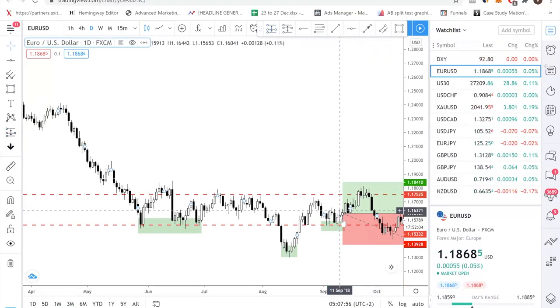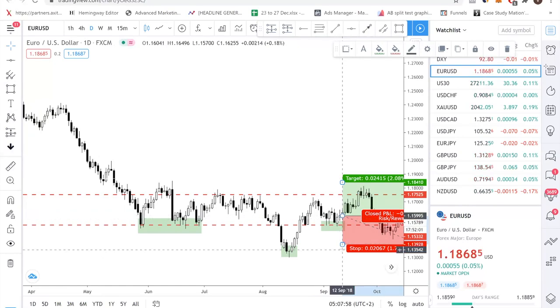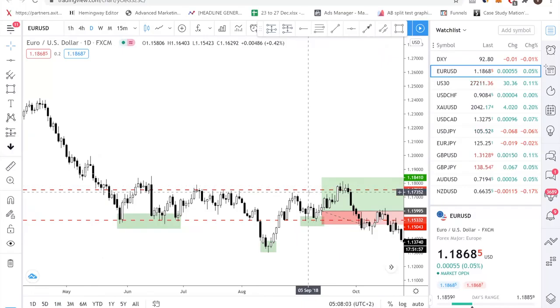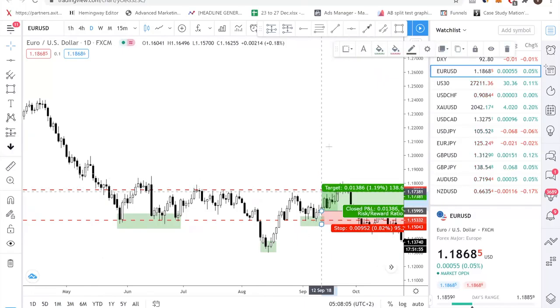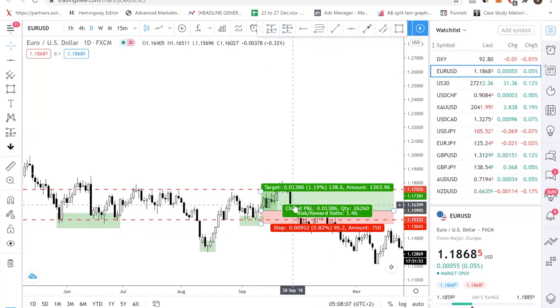Let me show you. Let's say you enter something like this and your stop loss is just below this low here, and of course your target is the recent high. You still get a very nice risk to reward of 1:1.46. So this is how you apply this MPE strategy.